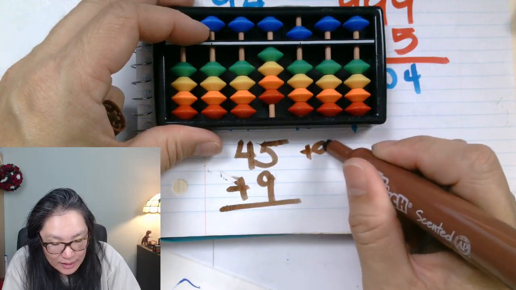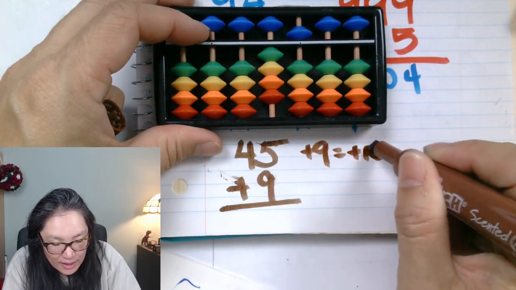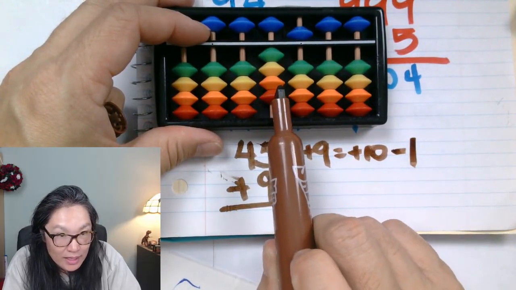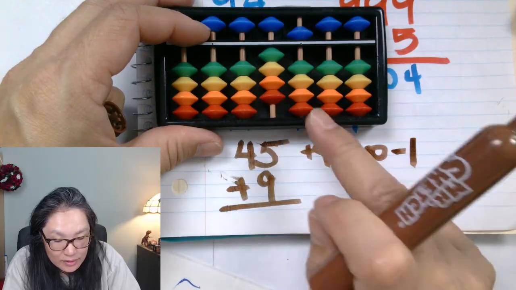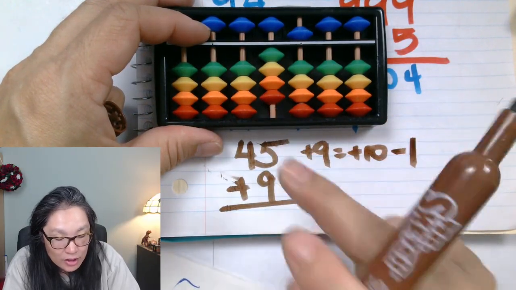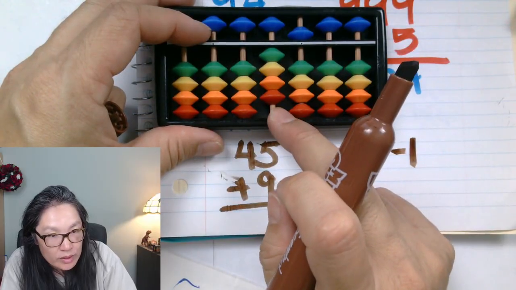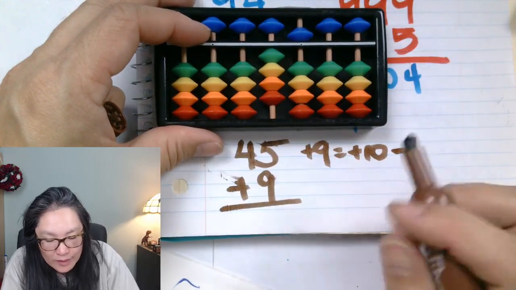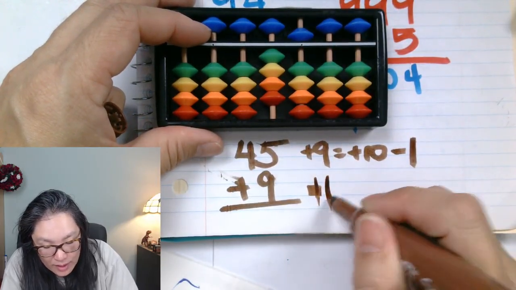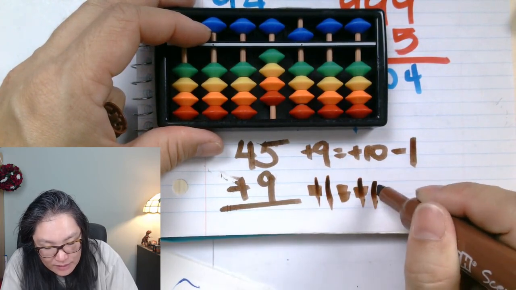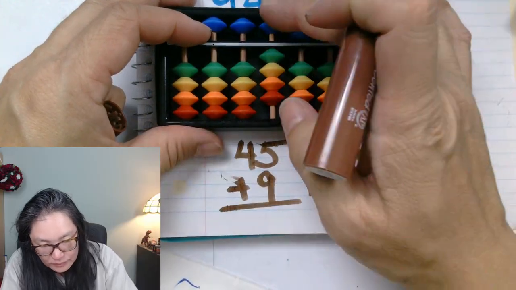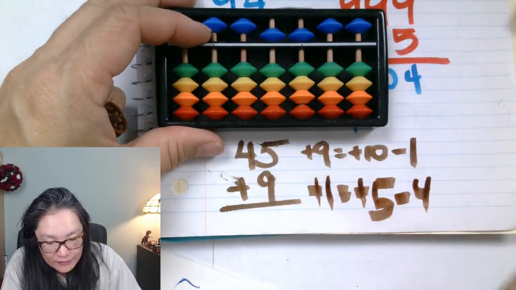Plus the 9 is equal to plus the 10 minus 1. So what we're going to do is we plus the 10 minus the 1. There's not enough beads to add the 10. So what are we going to do? Well, if you notice, we can utilize our 5. So plus the 1 is equal to plus the 5 minus 4.